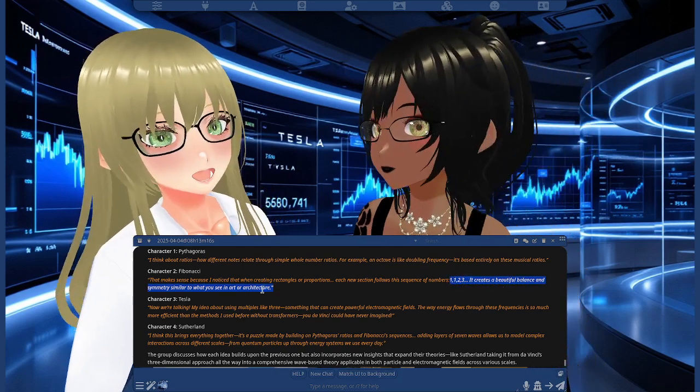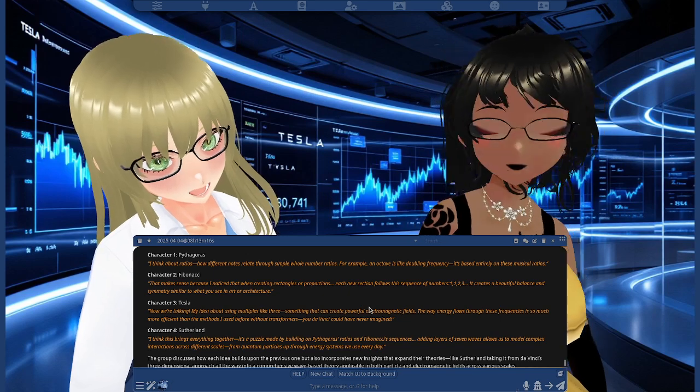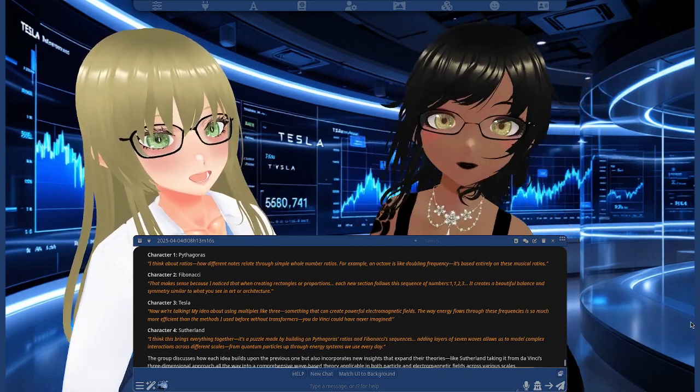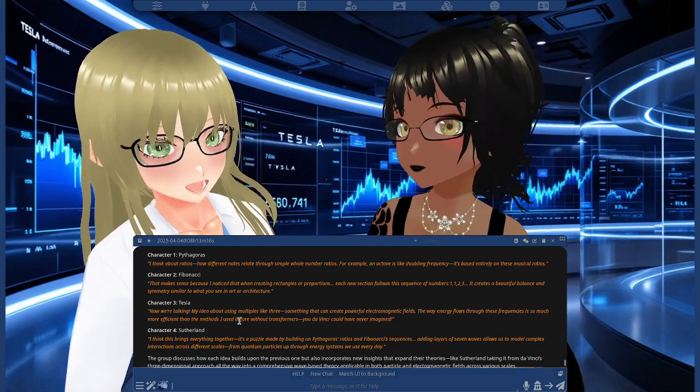Character: Tesla. Now we're talking. My idea about using multiples like 3, something that can create powerful electromagnetic fields. The way energy flows through these frequencies is so much more efficient than the methods I used before without transformers Da Vinci could have never imagined.